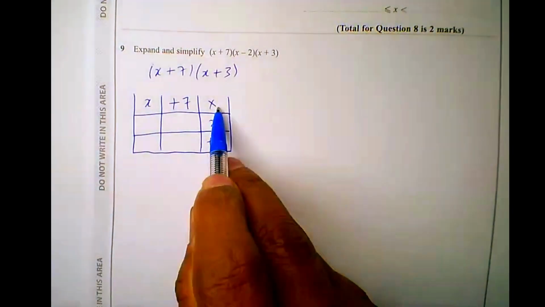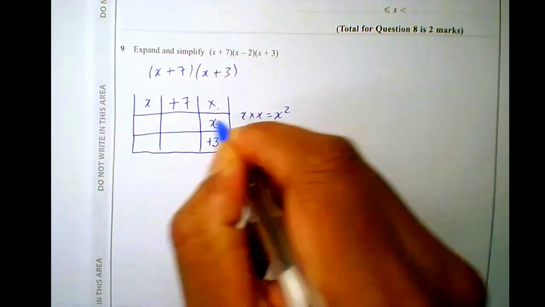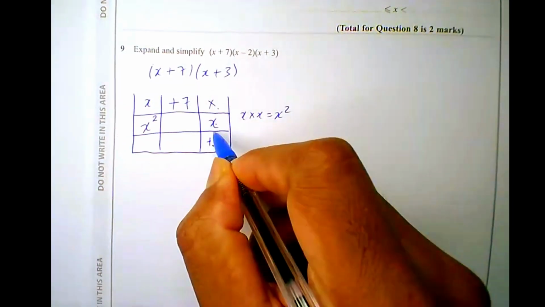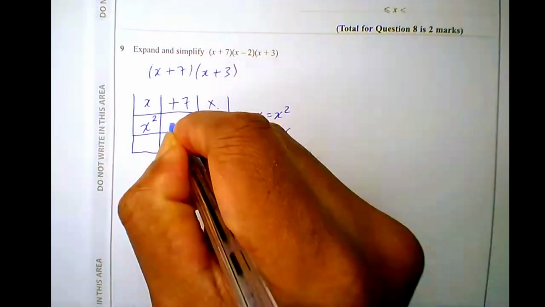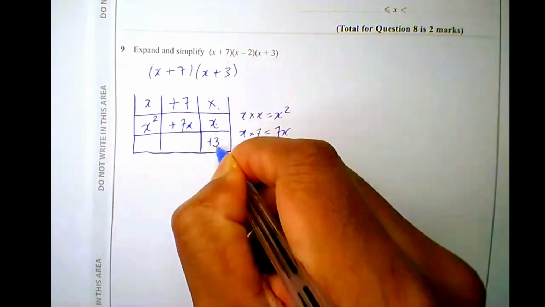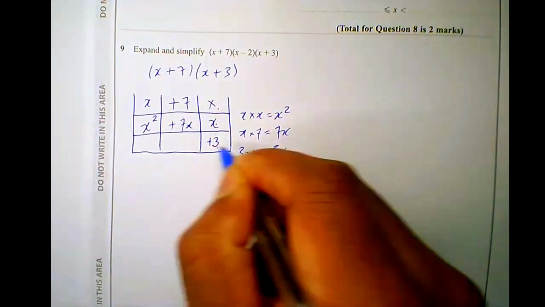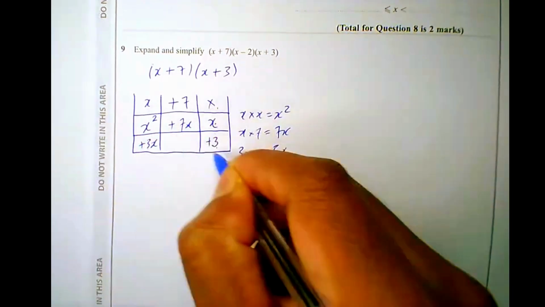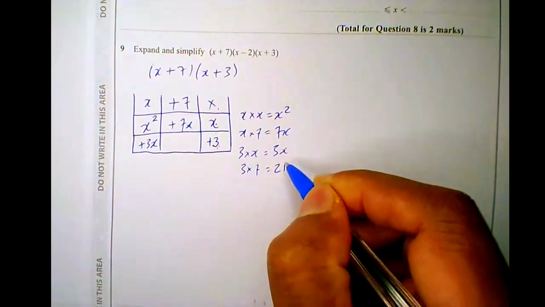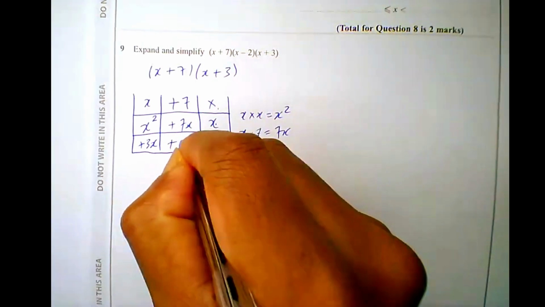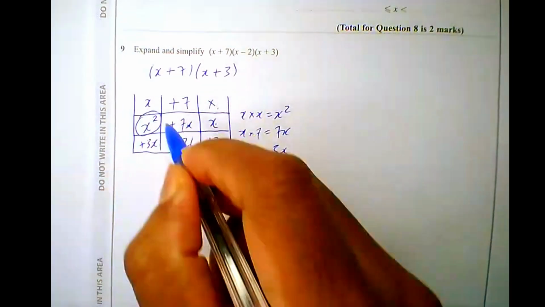And so I've got x times x, which is x squared, x times 7, which is 7x, plus 7x. 3 times x is 3x, so plus 3x. 3 times 7 equals 21, plus 21. And now I've got my x squared here.